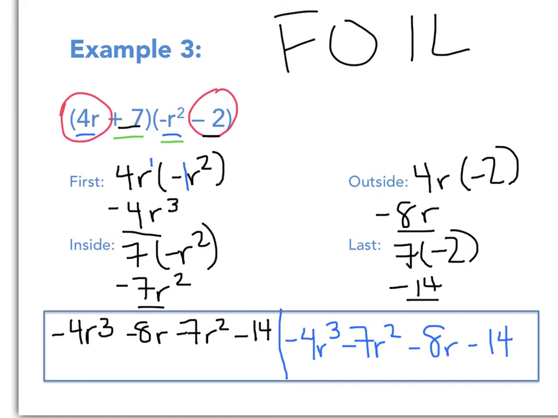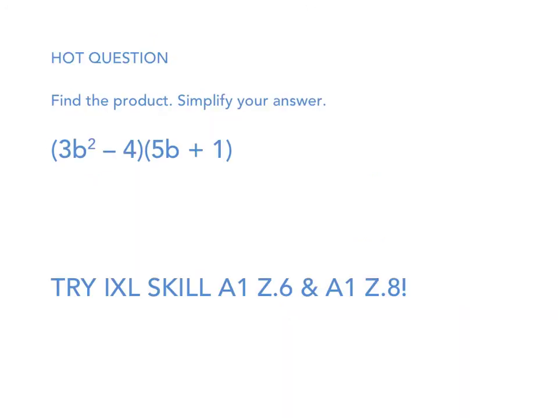So your hot question is up right here. Find the product of this binomial times binomial and simplify your answer. So if there's any like terms to combine, make sure you combine them in your final answer. Also try the IXL skills AZ6 and AZ8 and get ready.